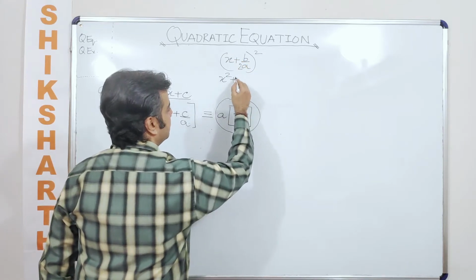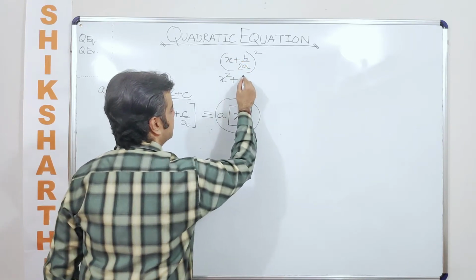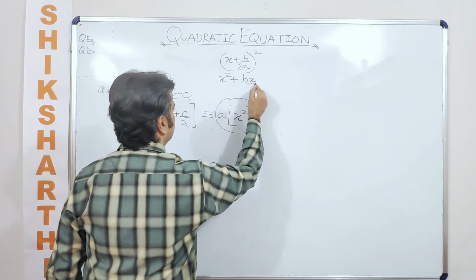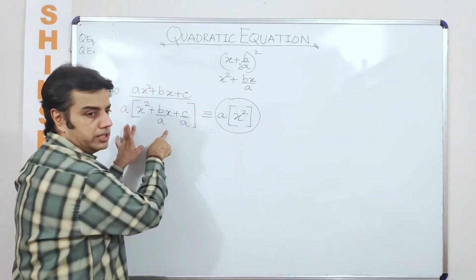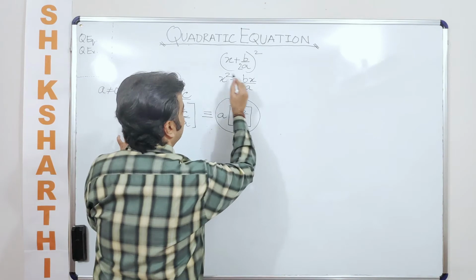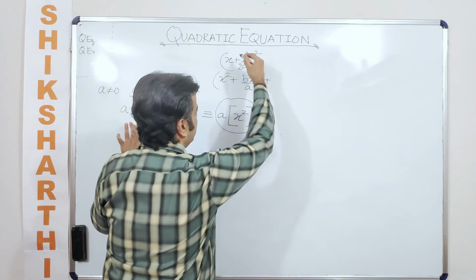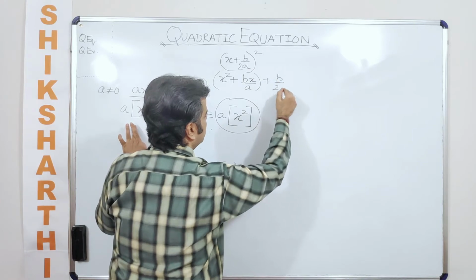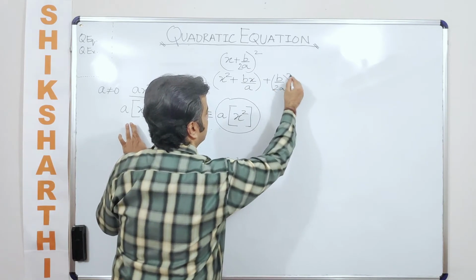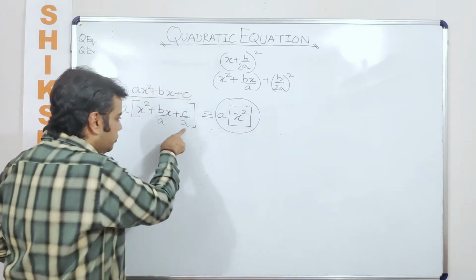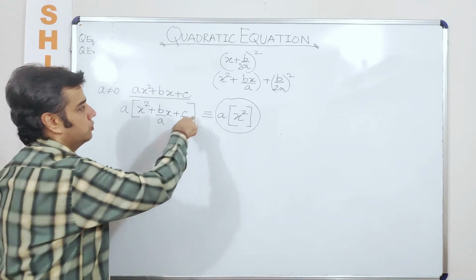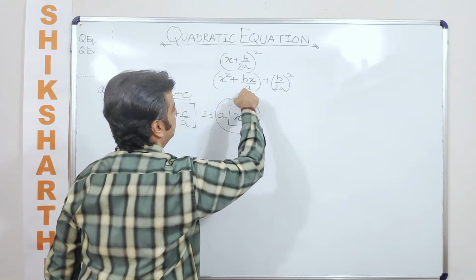So in that case we are saying x square plus bx by a. So you get the first two terms, followed by what additional term do you get after this? You will get the square of this, which is b by 2a whole square. And then you are supposed to get this term as well. So you know how to make this a perfect square now.